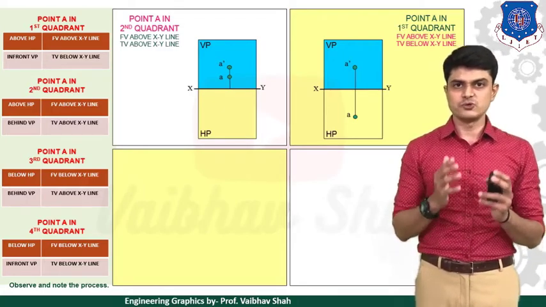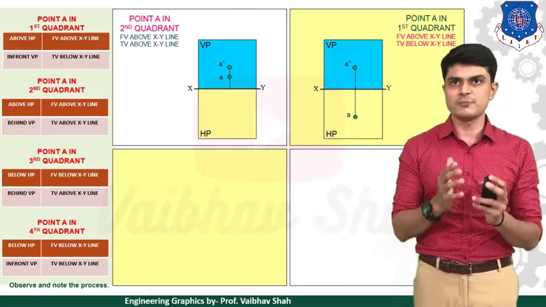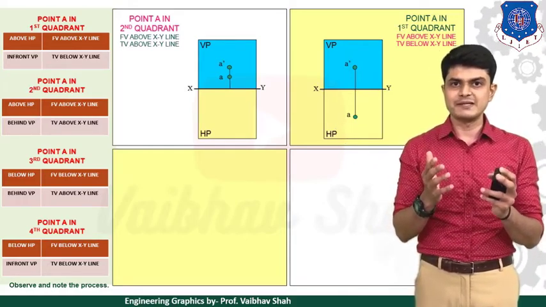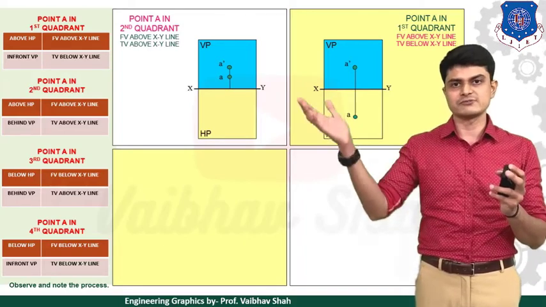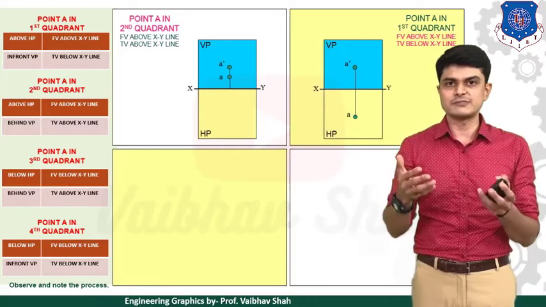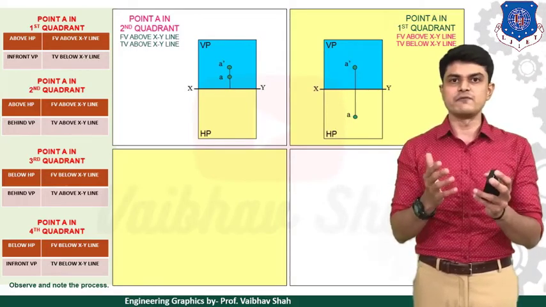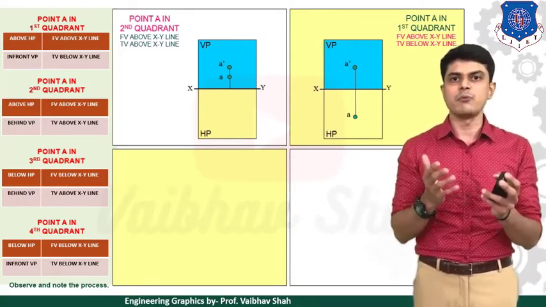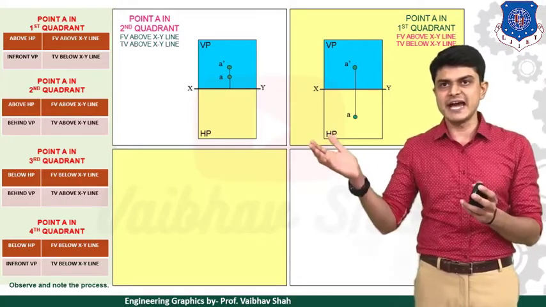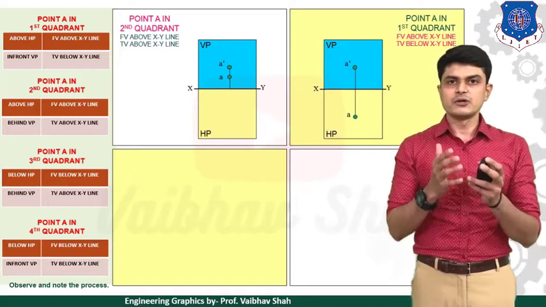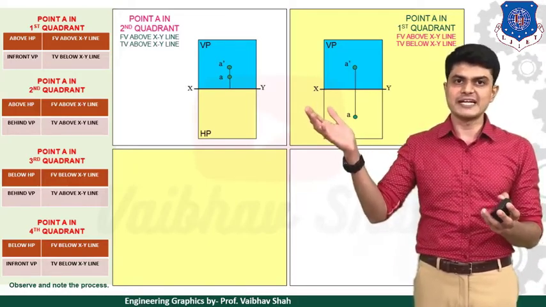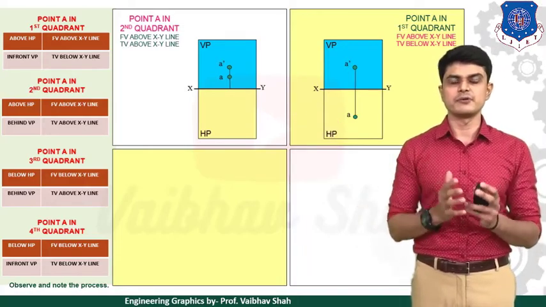Now, very easy. What you need to remember is, whenever your point is above HP, you know that the front view would be above the XY line, which means the point with a dash would be above the XY line. Same as the previous one, if your point is above HP, your front view, or your point with a dash, would be above the XY line. Then, if your point is behind VP in this case, your top view would be above the XY line, so your point without dash would be above the XY line. You need to remember that.